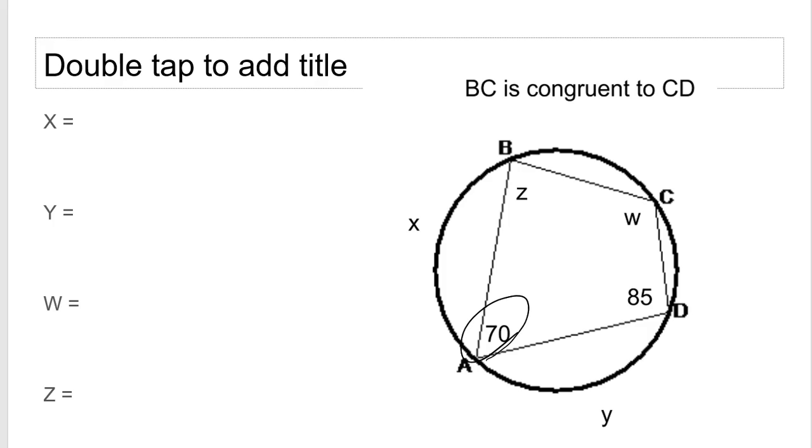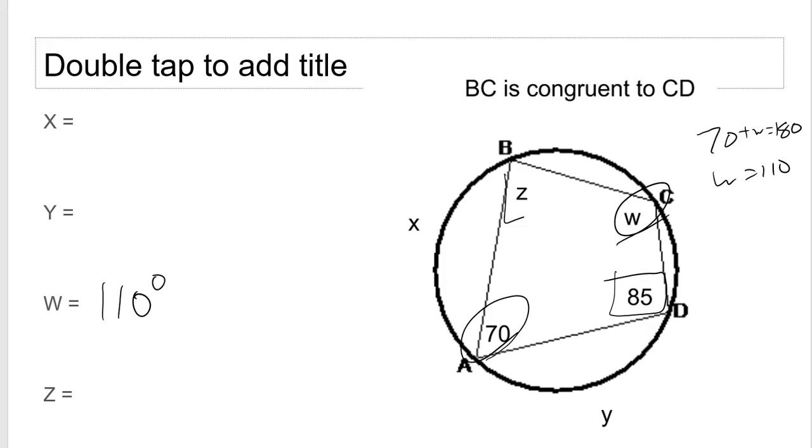Okay, first thing I know is that 70 and w are opposites. So that means 70 and w have to add up to 180. So that means 70 plus w has to equal 180. Well, if that is the case, I subtract. It means w equals 110. Bam, easy. Same thing here, 85 and z.